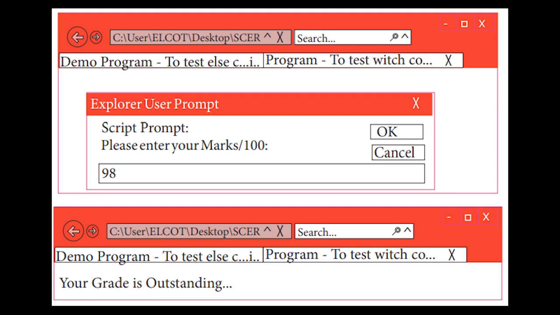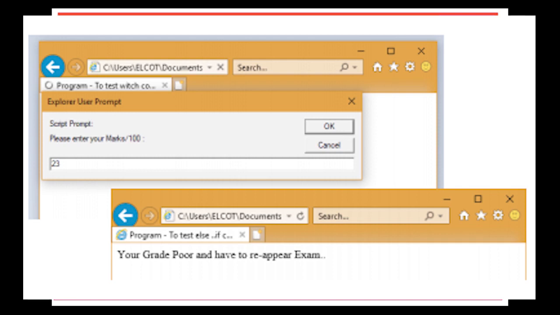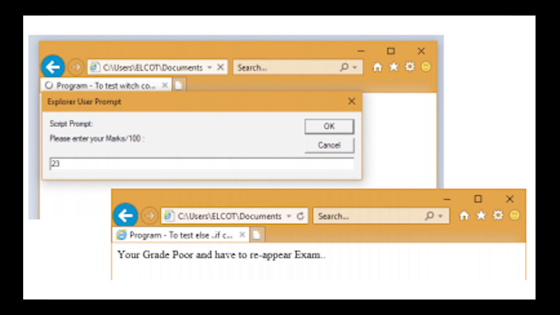Okay, if you are entering 23, then the value is below 40, right? Whatever value is below 40 won't come under grade 1, 2, 3, 4, right? So you will get the default value. What is the default statement you have given here? Your grade is poor and you have to reappear for the exam, right? So that will be displayed.